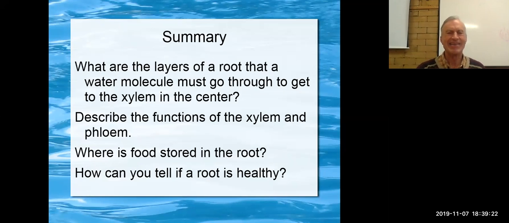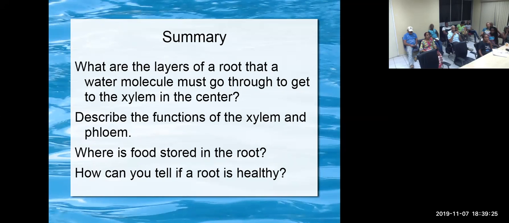All right. What are the layers of a root that a water molecule must go through to get to the xylem in the center? So what are the layers? What's the outermost layer? Epidermis. Yep. And what? Cortex.